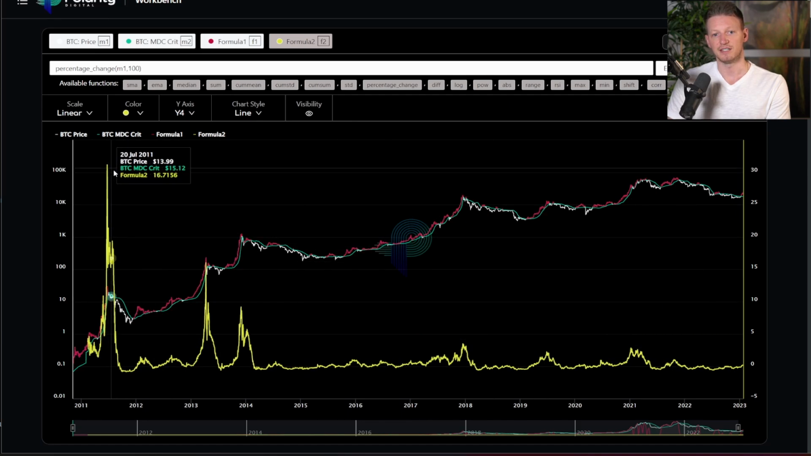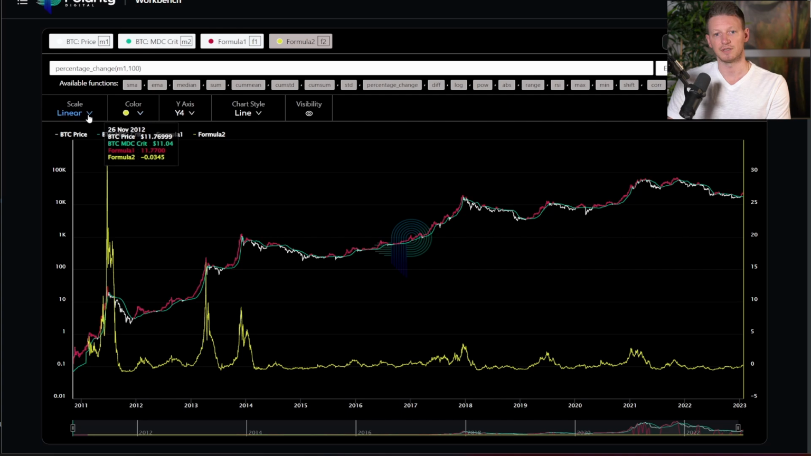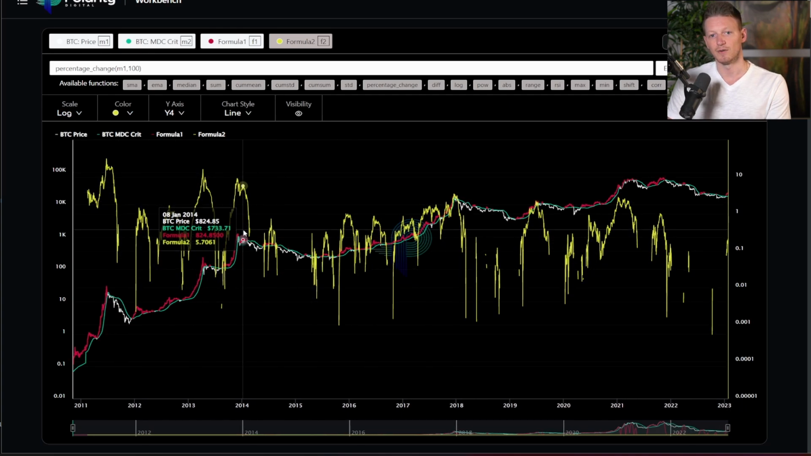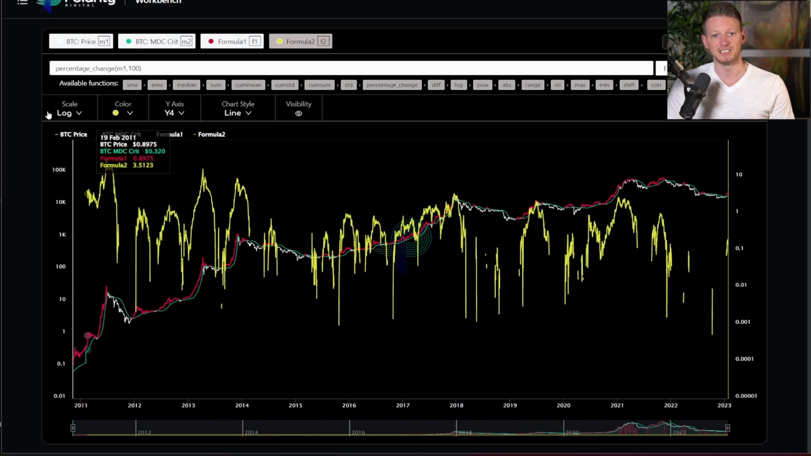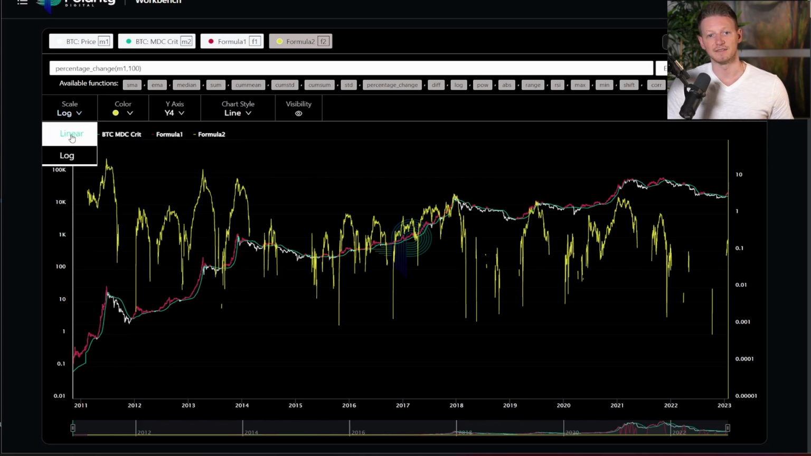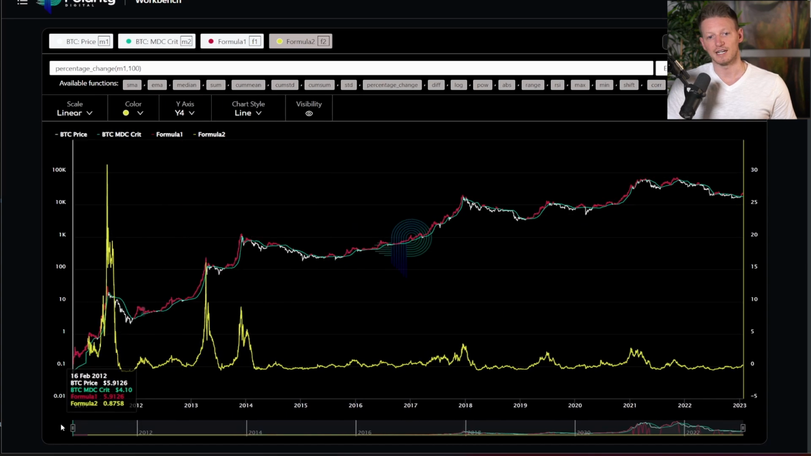Now you'll see even something like this gets skewed because it's on a linear scale. So if we just switch it up to the log scale, well, you can't put a log scale on a percentage change, right? Because you can't have logs of negatives. So we kind of have to look at it on a linear scale.